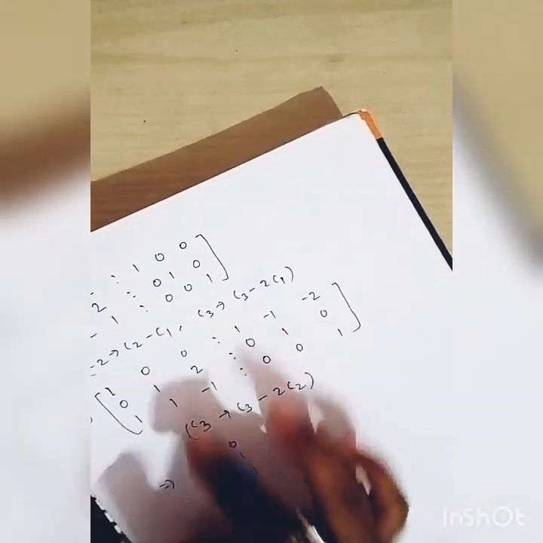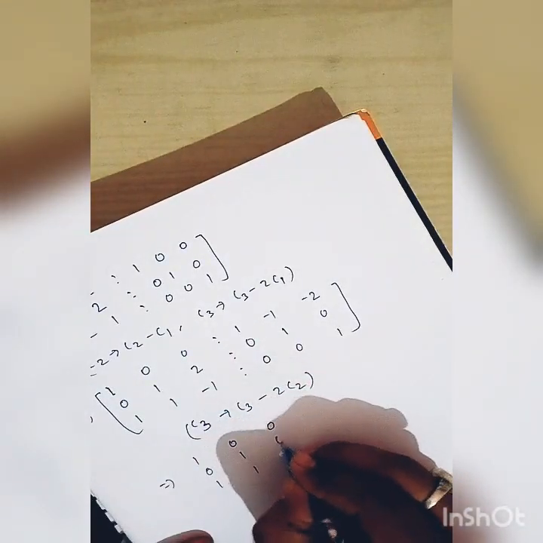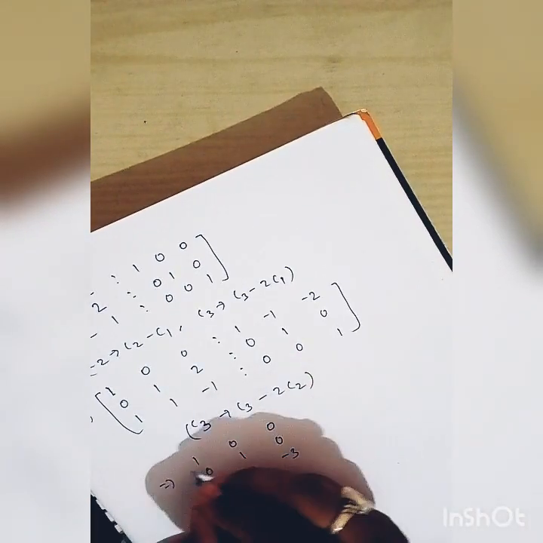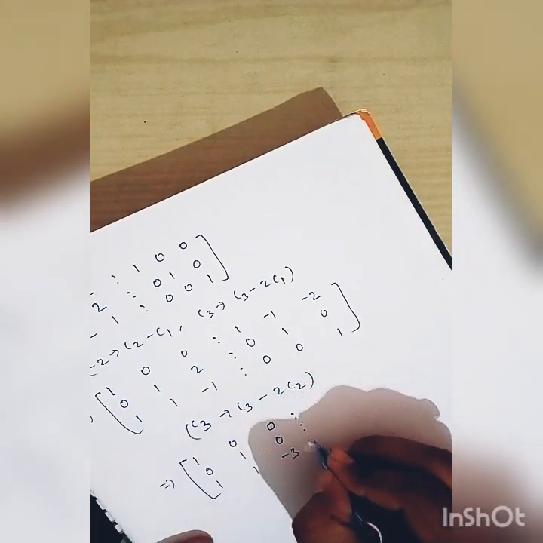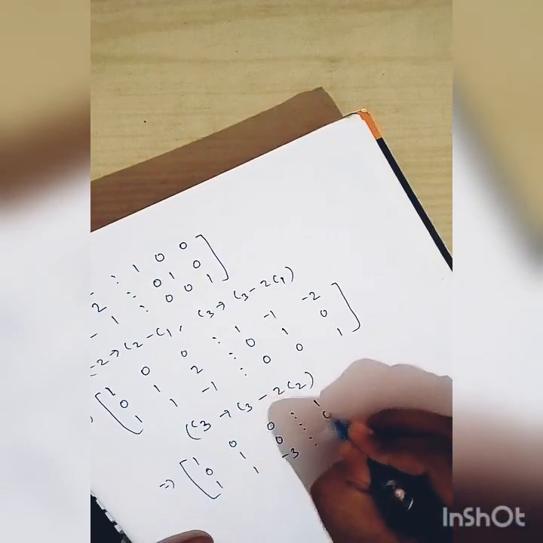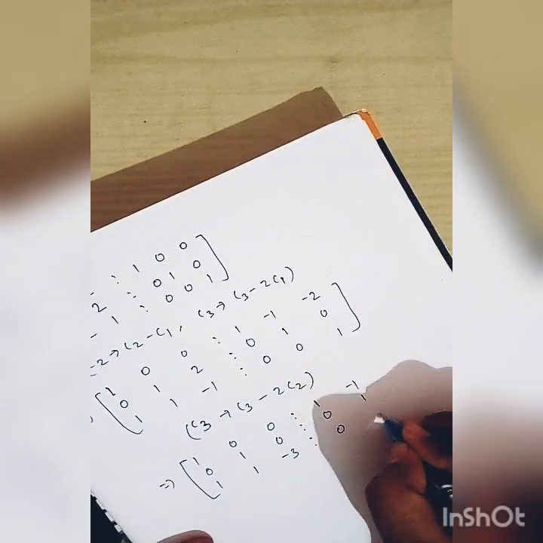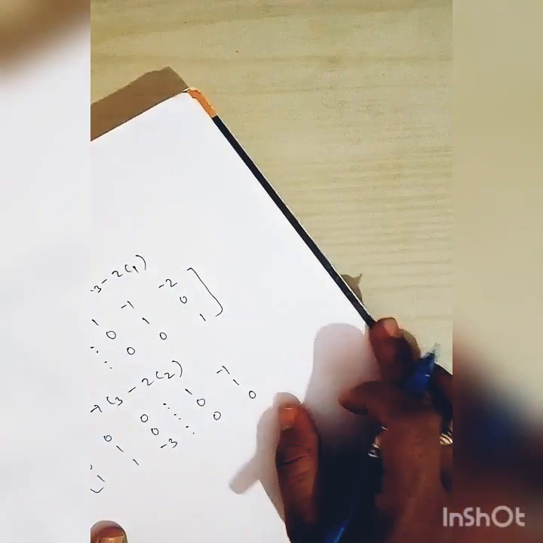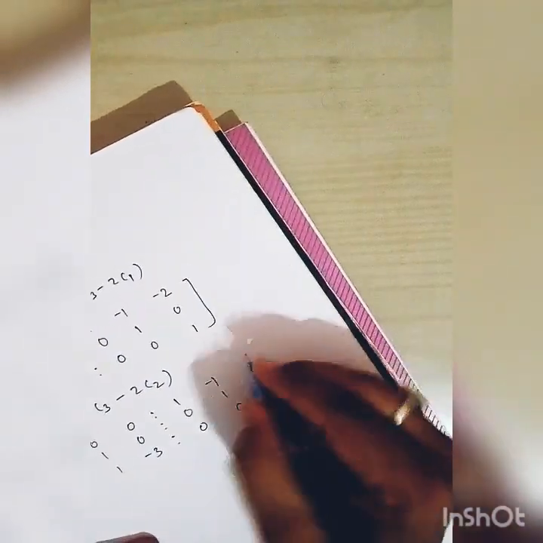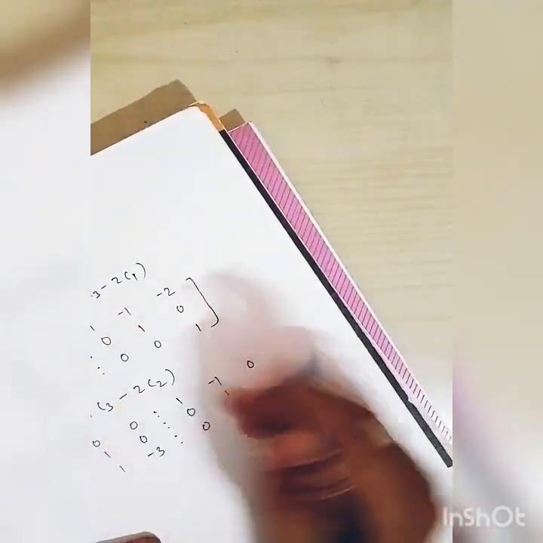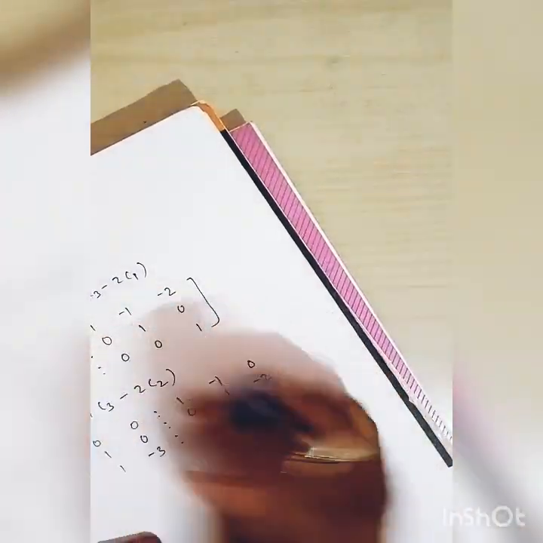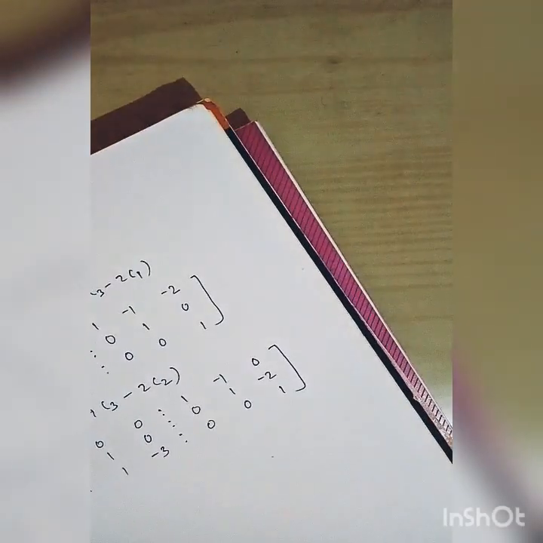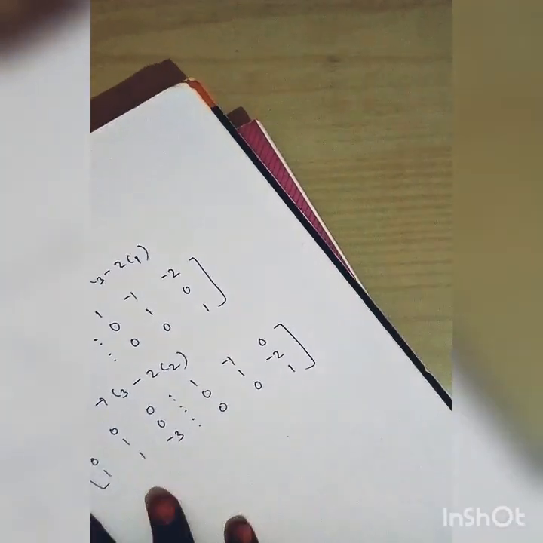Column 3 minus 2 into column 1: that is 0, 2 minus 2 is 0, minus 1 minus 2 is minus 3. Again 1 0 0, minus 1 1 0. Now column 3 minus 2 into column 2: minus 2 plus 2 is 0, 0 minus 2 is minus 2, and 1. Row 2 is completed, go to row 3.